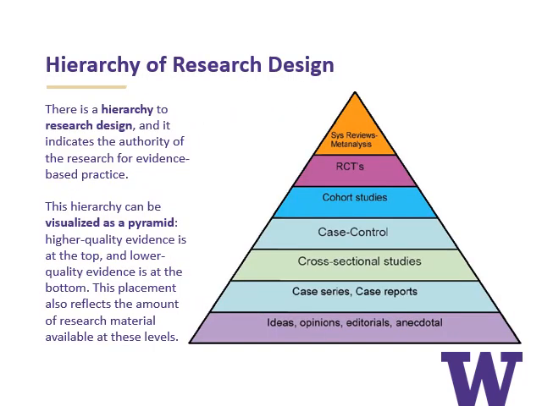There is a hierarchy to research design, and it indicates the authority of the research for evidence-based practice. This hierarchy can be visualized as a pyramid. Higher quality evidence is at the top, and lower quality evidence is at the bottom. This placement also reflects the amount of research material available at these levels. At the bottom of the pyramid, you will find numerous opinions and anecdotes, while at the top you will find a smaller number of systematic reviews and meta-analyses.